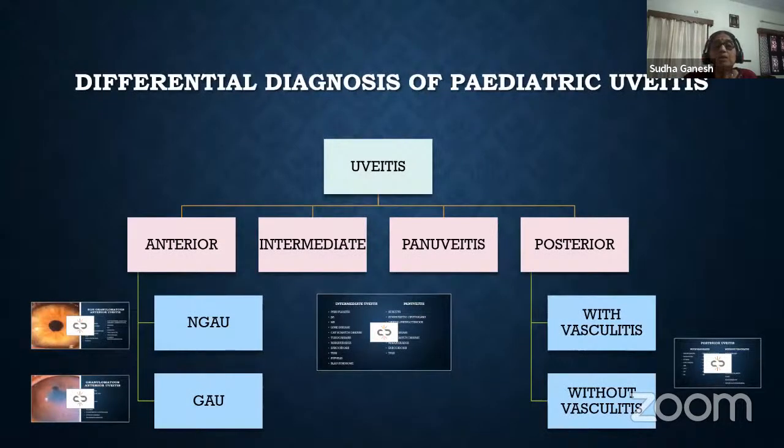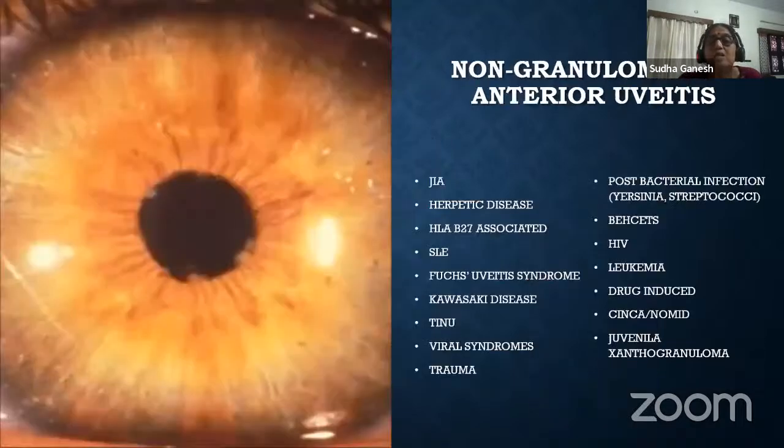So in conclusion, in the diagnosis of pediatric uveitis, one can classify it as anterior, intermediate, pan-uveitis or posterior uveitis. The anterior can be further subclassified as granulomatous or non-granulomatous, whereas the posterior can be divided as that with and without vasculitis. For the non-granulomatous, you could have a list of differentials here. I'm not going to read out everything, because the subsequent speakers are going to cover all these topics.